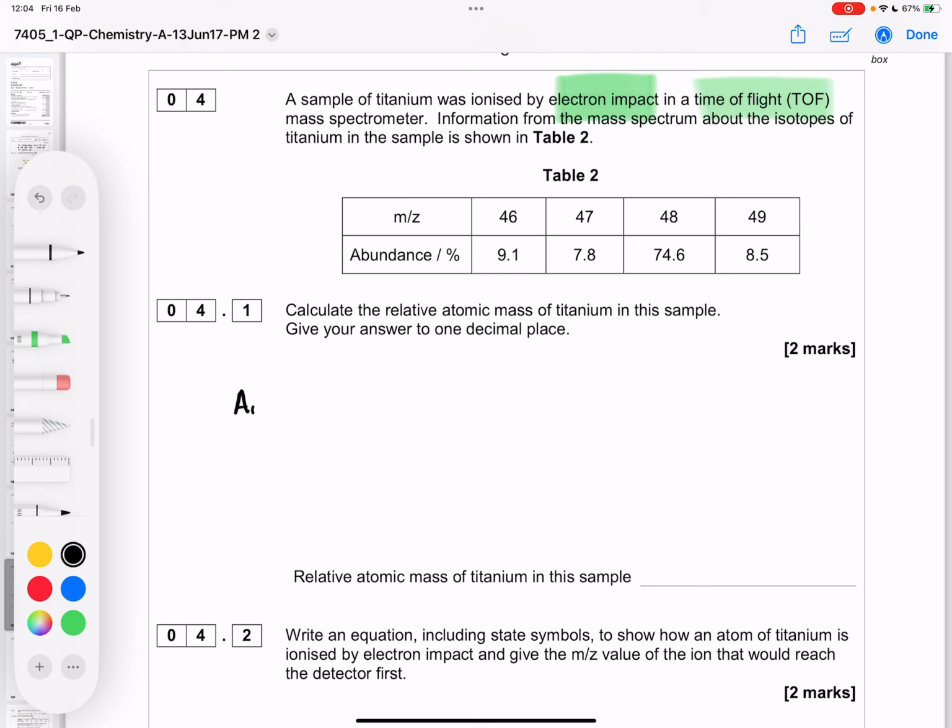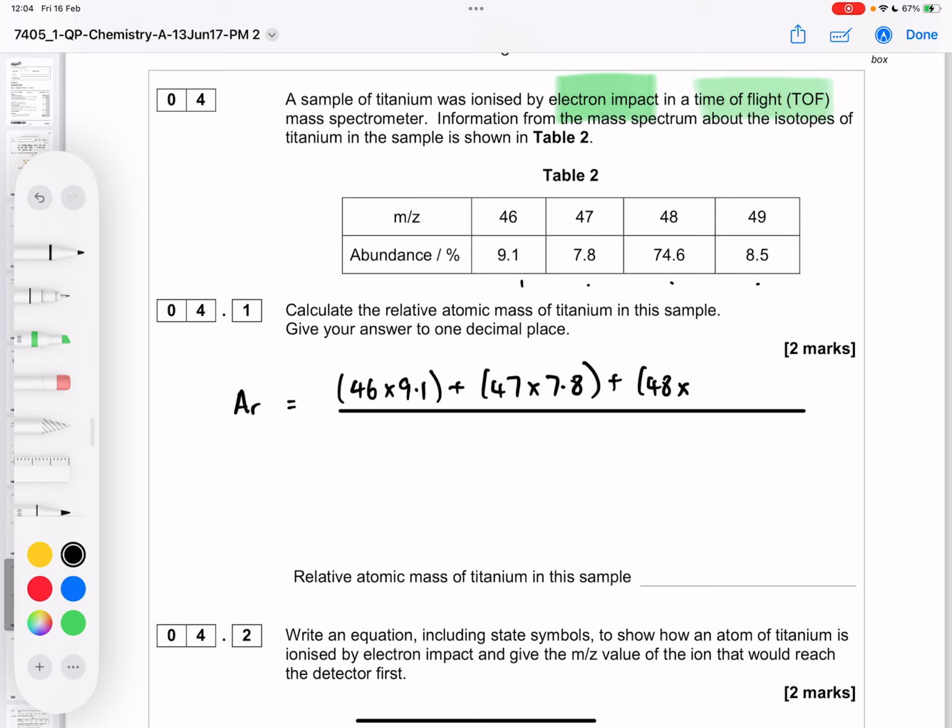Now we need to remember that relative atomic mass is the sum of the mass times the abundance of each of the isotopes. We can see that we've got 1, 2, 3, 4 isotopes. So the mass times the abundance, and we're going to sum that. So we've got quite a lot to write out. So we keep all of this mass times abundance, keep going till we get to the last bracket. And these are percentages, so we will be dividing by 100.